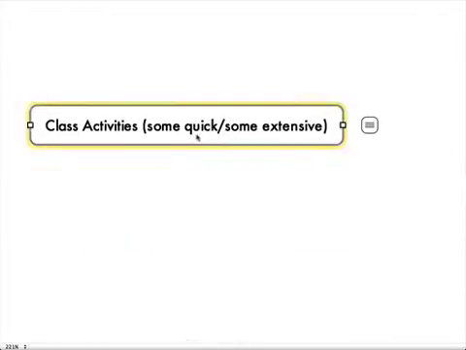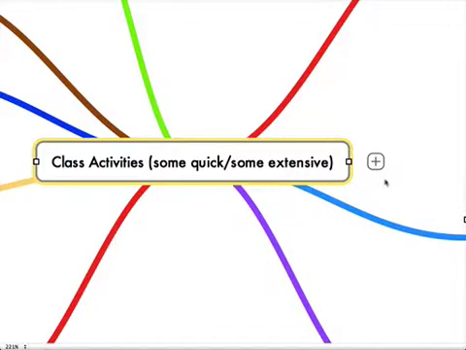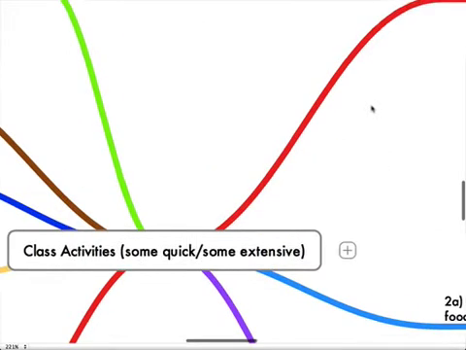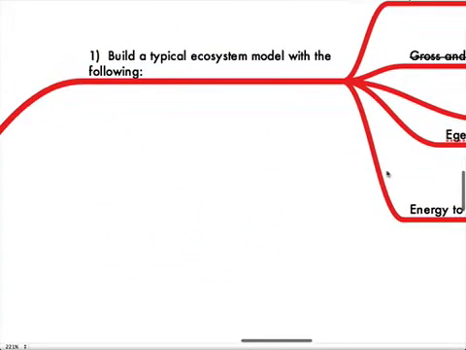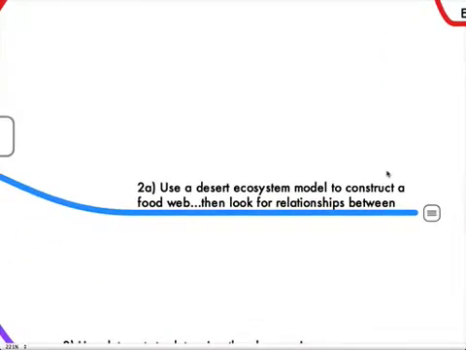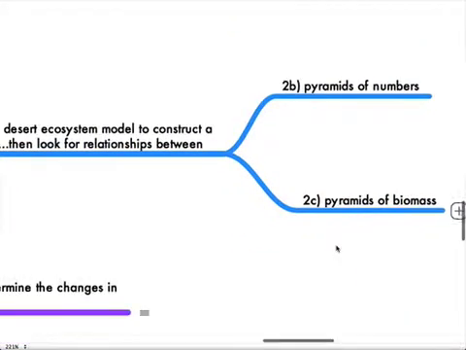Looking forward at some of the class activities. Some of these are quick and some of them are extensive, and there's a lot of them. So look at how things just branch out automatically. Last week we learned how to build ecosystem models, and we looked at energetic efficiencies in that model. And then this week, Courtney and her colleagues and some of the other folks in second block started to model a desert ecosystem, and they looked for relationships between both pyramids of numbers and pyramids of biomass. And if you haven't had that in class yet, it will start to make more sense as the week unfolds.